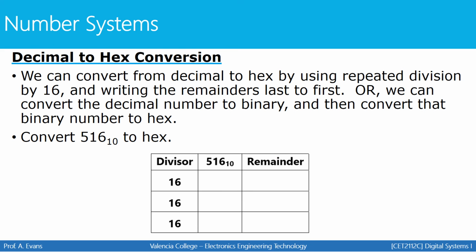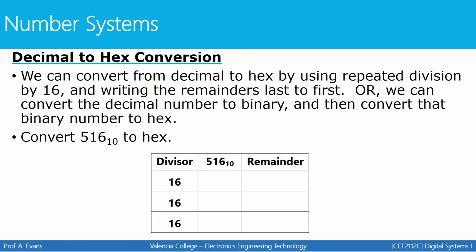Now let's talk about going from decimal to hex. Again, as we introduce a new number system, we're going to talk about how to go in between every number system that we've discussed. So we've gone hex to binary, binary to hex. Now we need to do decimal to hex.